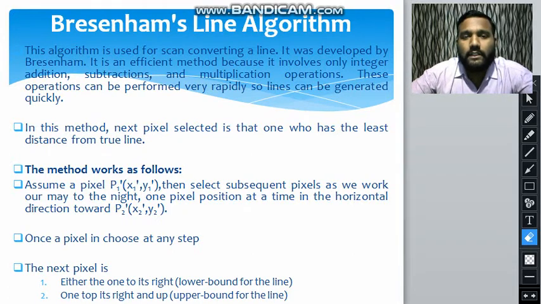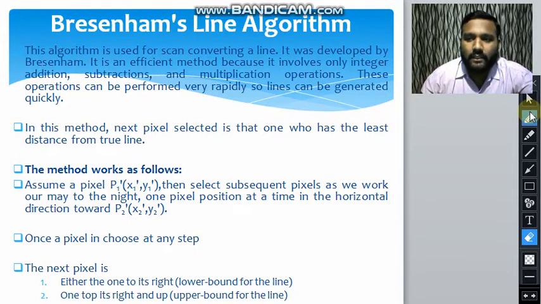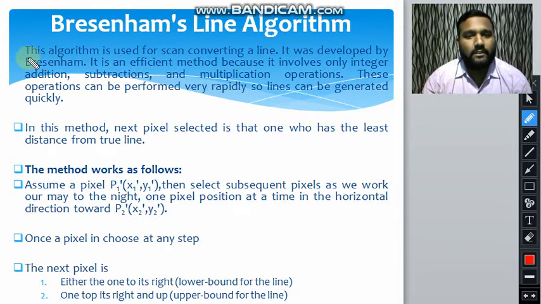In rounding off that floating point number, we were using the round off function, which costs CPU time. To reduce that, we use Bresenham's line drawing algorithm. So let us study what Bresenham's line drawing algorithm is, with the help of its algorithm and an example. Let us see the key features of Bresenham's line drawing algorithm.